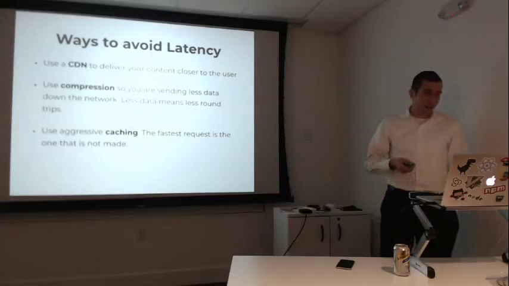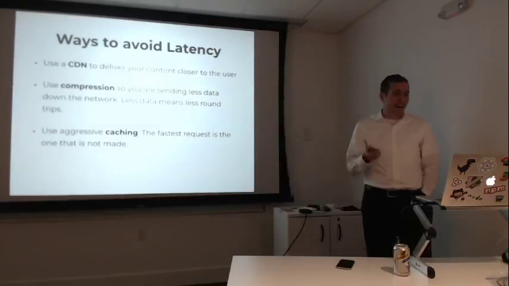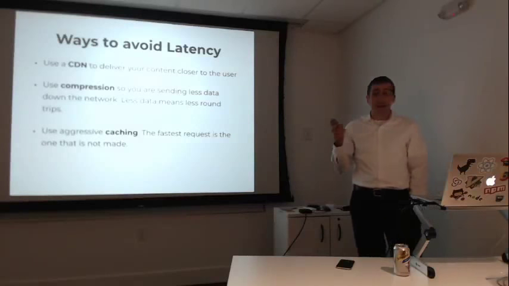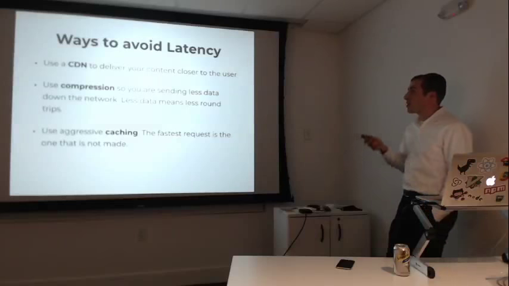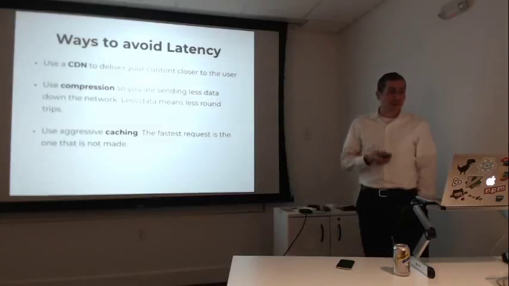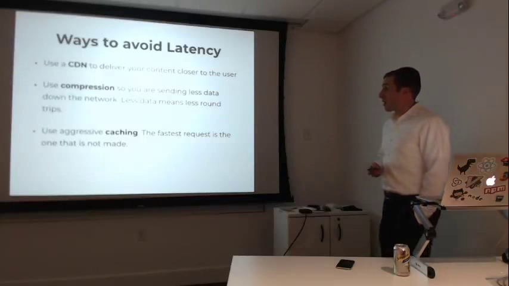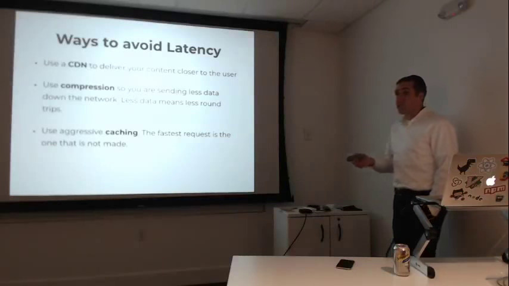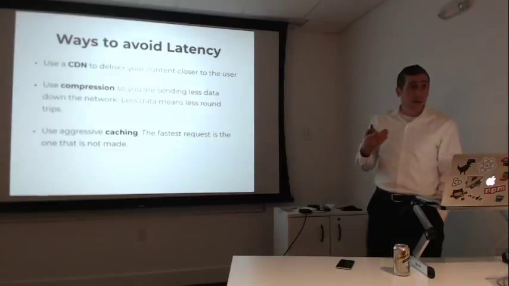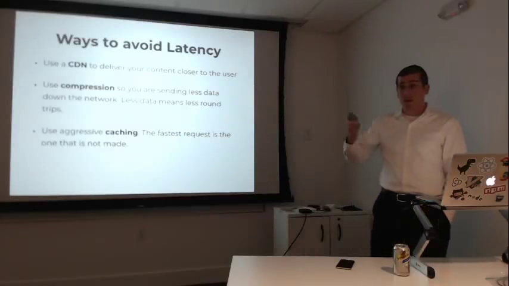Caching. You've got aggressive caching, right? Because the fastest request is the one that's not made. If we're trying to get rid of these round trips, just get rid of them. Just don't do that. Caching is not easy, and there are many different types of caching. Your browser does some caching for you, but basically your application has to send the right headers in order to have all the different layers cached properly.